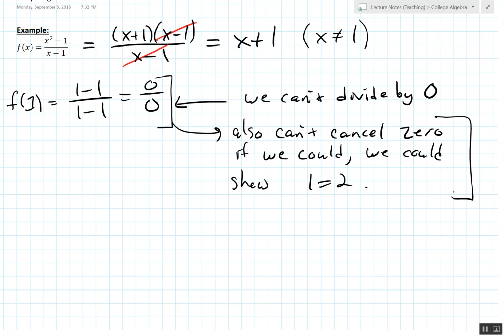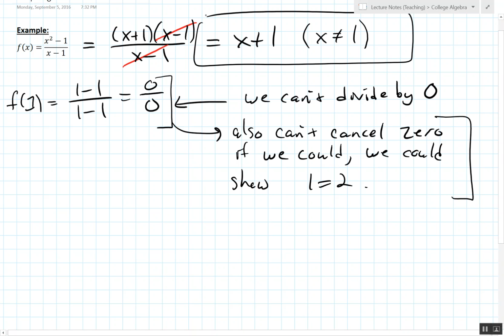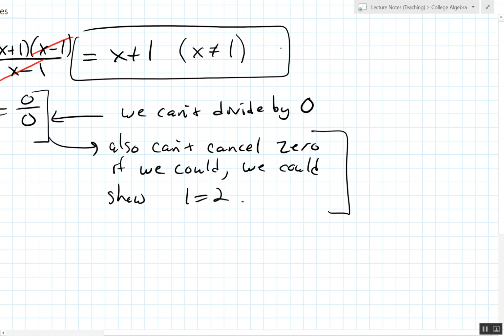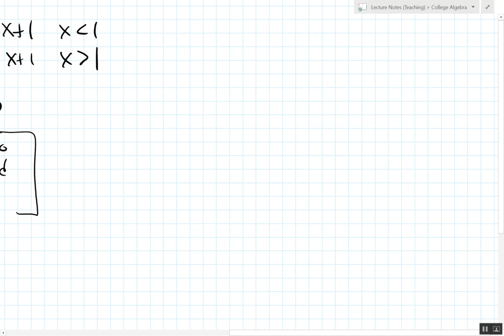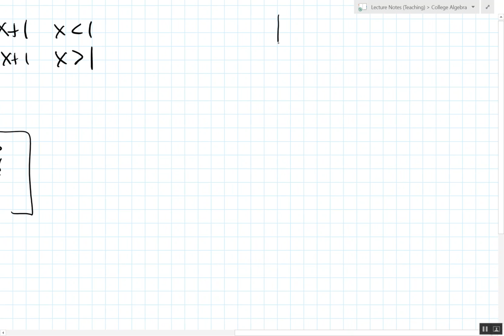But this still has an interpretation that is useful, and that is the graph of the function. So let's look at the graph of this function. So this is going to be x plus 1 when x is not equal to 1. Notice that this is just, in some ways, a piecewise defined function. We never write it like this. Well, this is x plus 1 when x is less than 1, and this is x plus 1 when x is greater than 1.